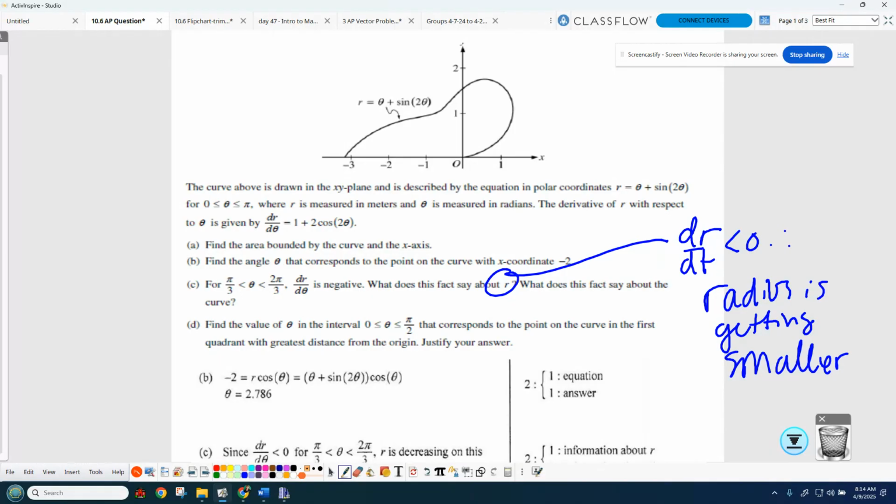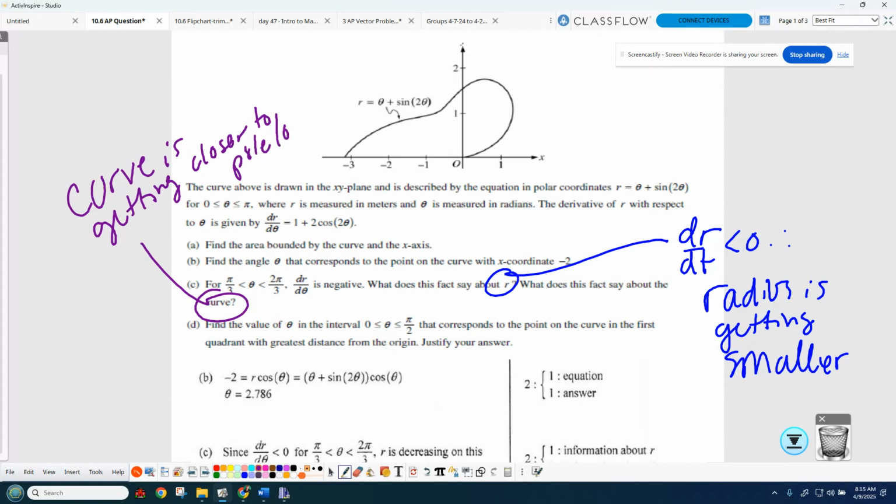dr/dθ is negative, so the radius is getting smaller. Second question, what does that say about the curve? The curve is getting closer to the pole, which is commonly known as the origin. There were two questions. I'm like, well, if the radius is getting shorter, of course the curve is coming closer.